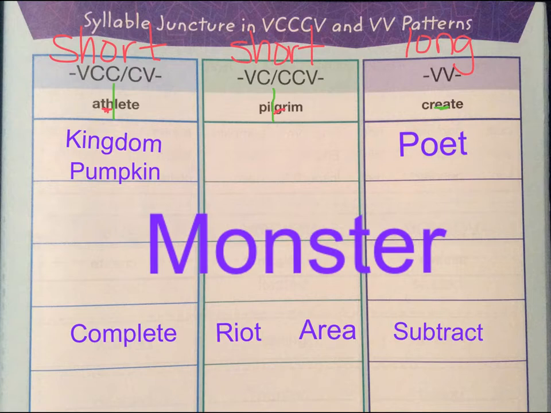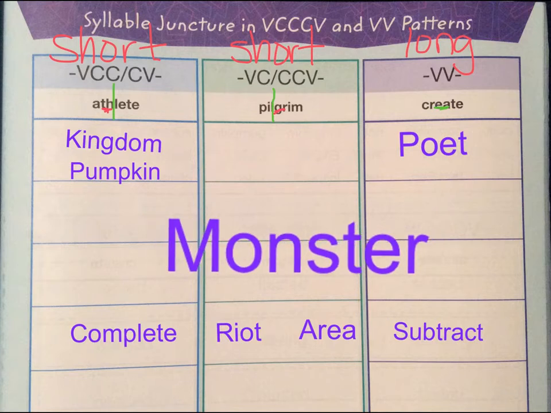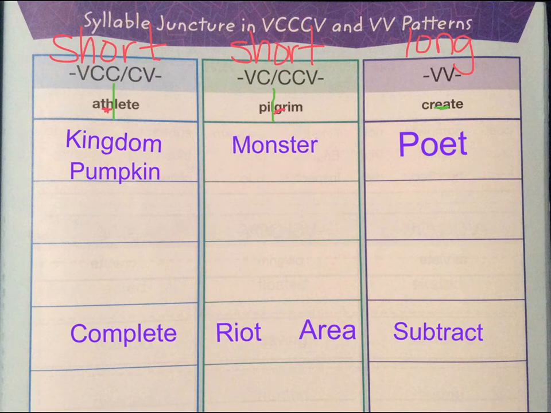Monster. So monster is separated between the N and the S. Monster. And the blend sound, that ST, comes in the second syllable. So because it comes in the second syllable, it's going to go in the second column. Monster. And notice the O makes that short O sound, monster. So that's how we know it goes in the second column.